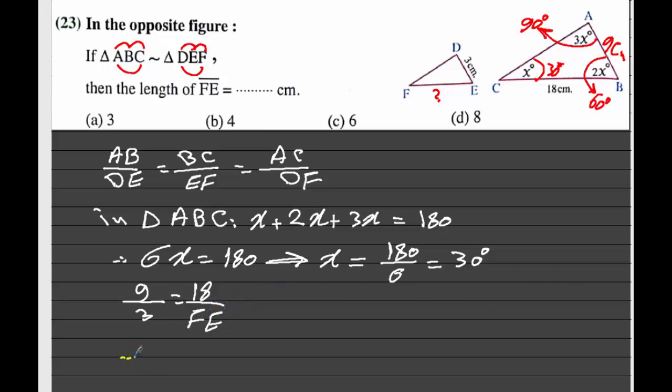So FE equals 18 multiply 3 over 9. 18 divided by 9 equals 2, and 2 multiply 3 equals 6 centimeters. Of course, you can calculate it using a calculator, and the result will be letter C.